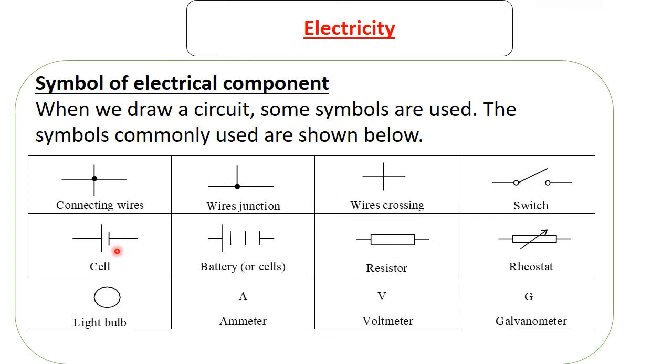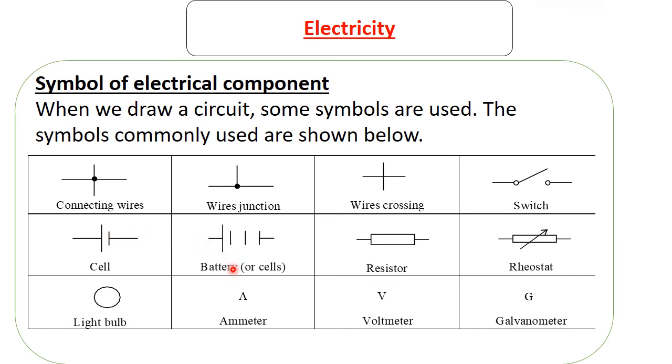A cell or a battery is this. So this is one cell. If you do another one like this, there will be 2 cells. Then another one, a longer one and a shorter one, there will be 3 cells. The longer one is positive, the shorter one is negative.